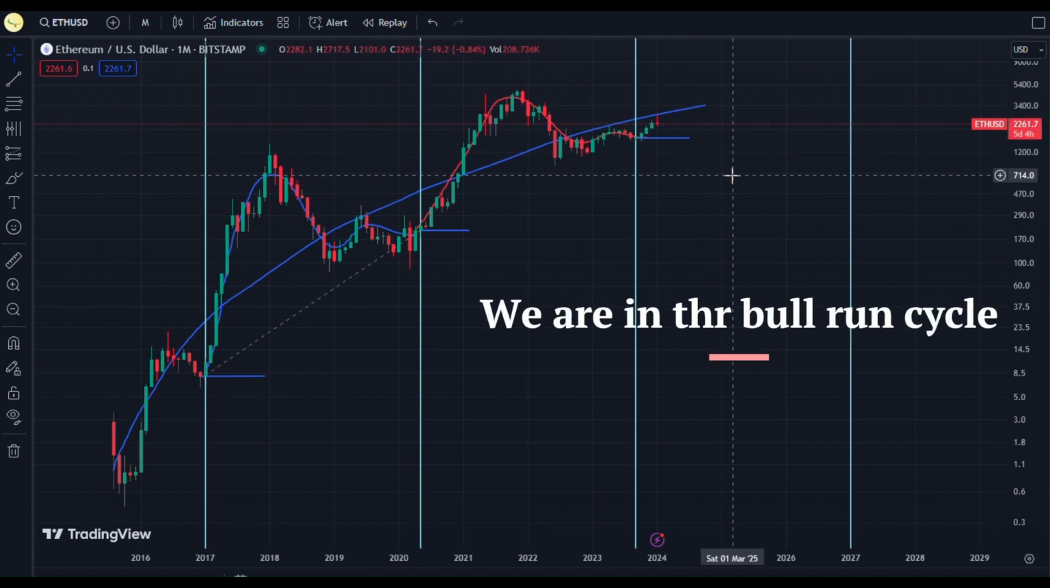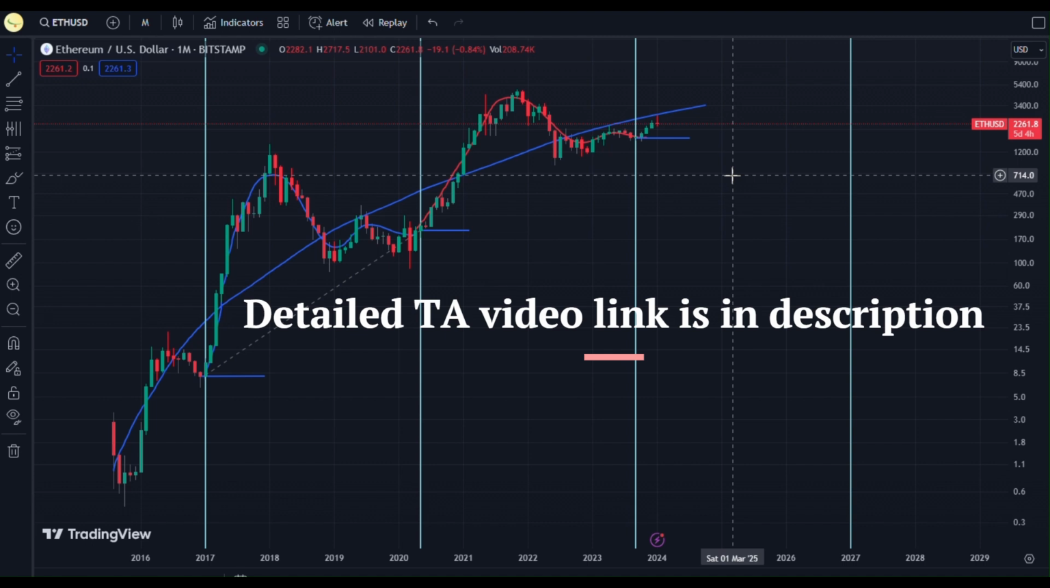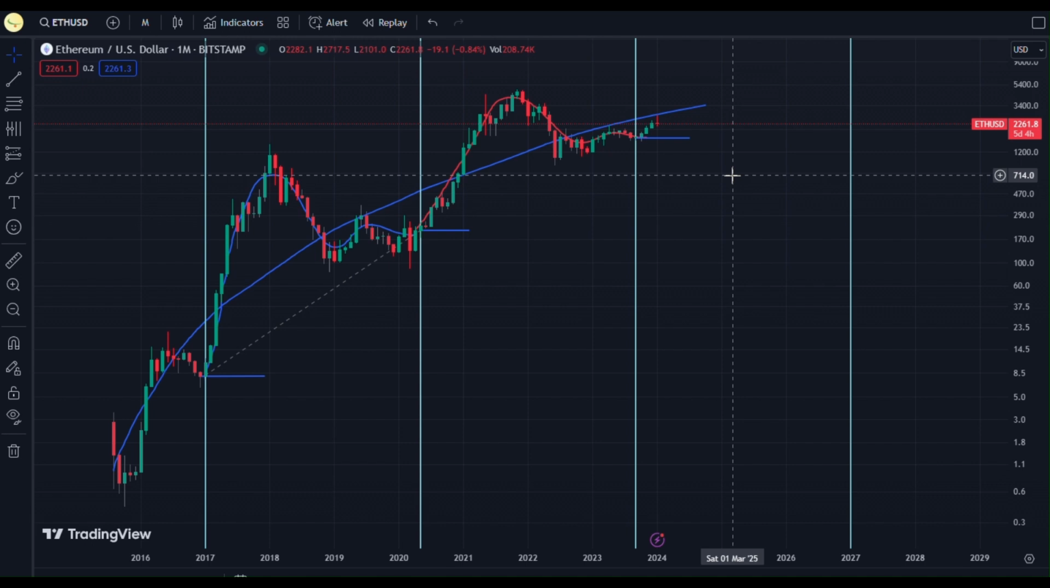To understand how much it will go in the next bull run which is going on, we'll create another video. You can watch that video in detail. This is the time to invest in this cryptocurrency, rather than going for a short period of time.